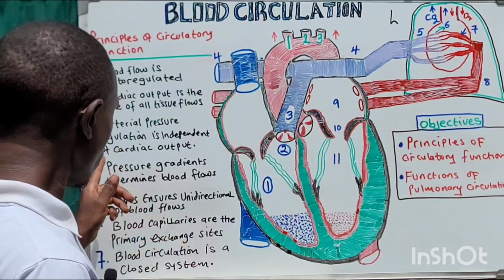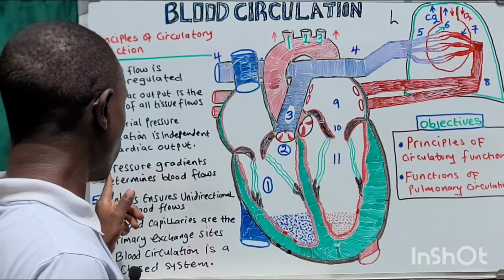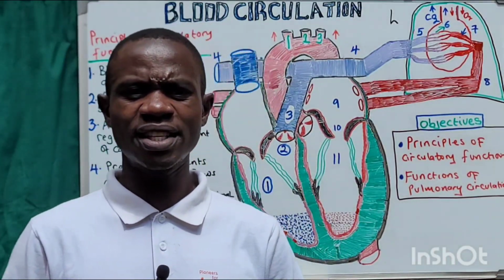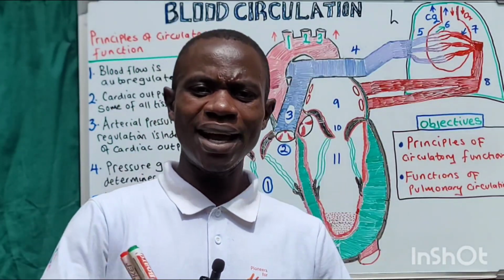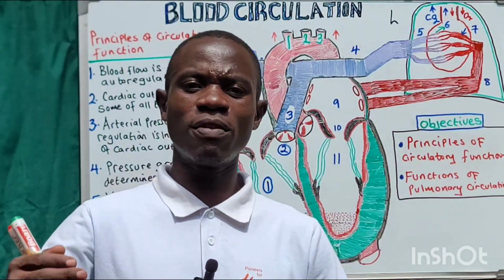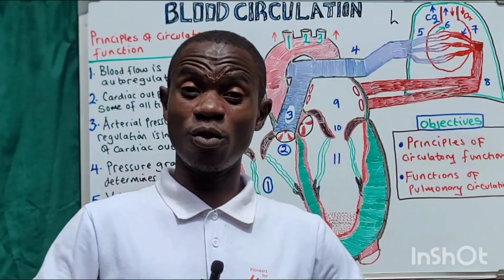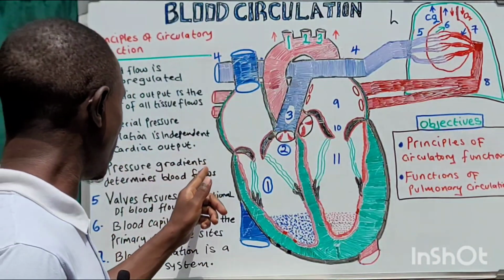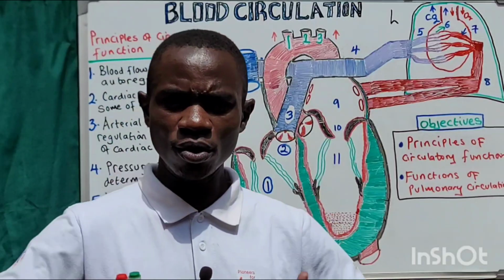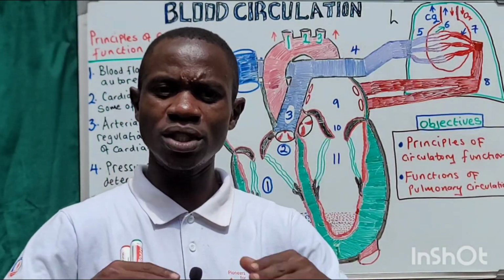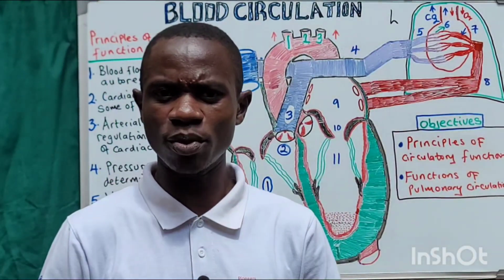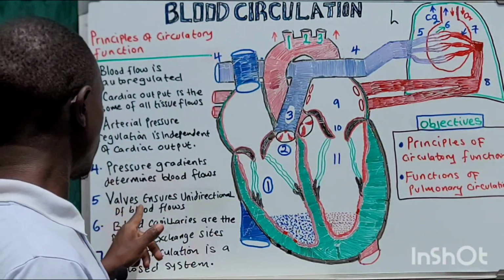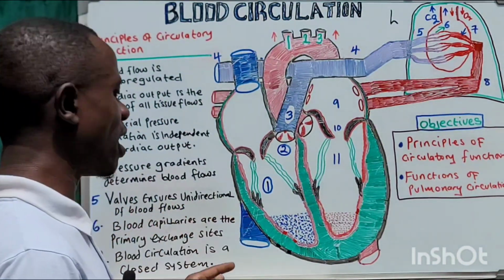So now, the third principle is that the blood pressure gradient determines the blood flow. This is self-explanatory: blood moves from the areas of high pressure to the areas of low pressure. That is it. When we say that a pressure gradient determines the blood flow, blood always likes to move to the areas which have low pressure. And then we talk about the principle that valves ensure unidirectional blood flow.